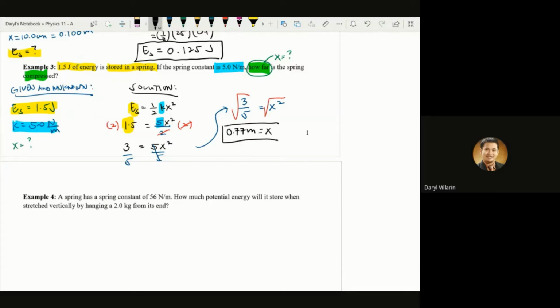So the unit is automatically in meters. Okay, so I would expect that the final answer must be in meters, because the energy is in joules, and the spring constant is in Newton per meter.